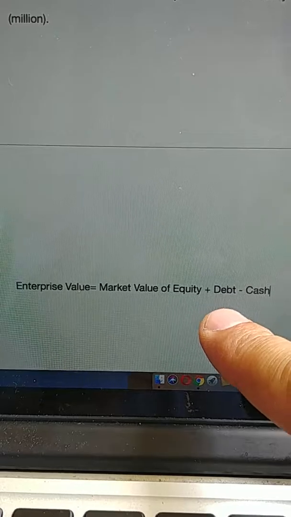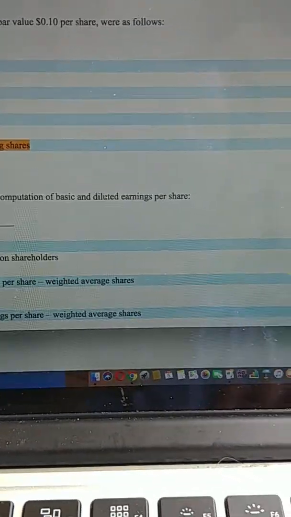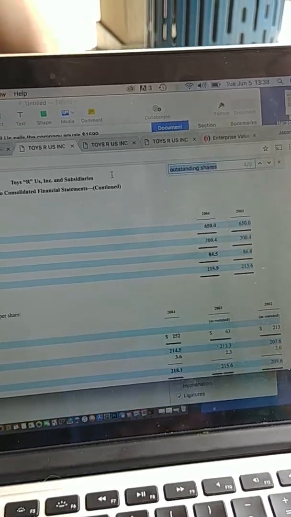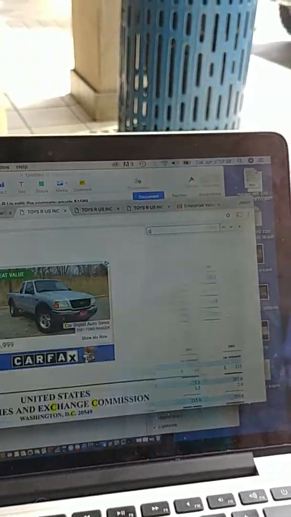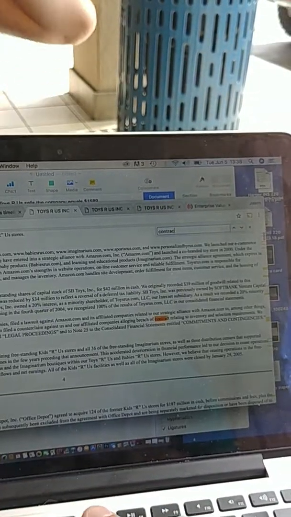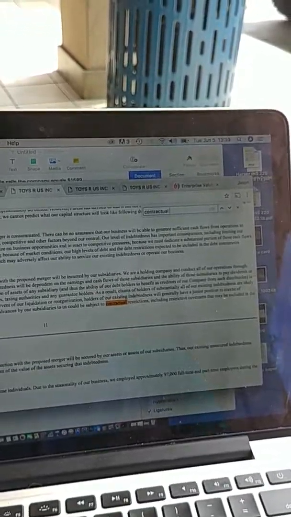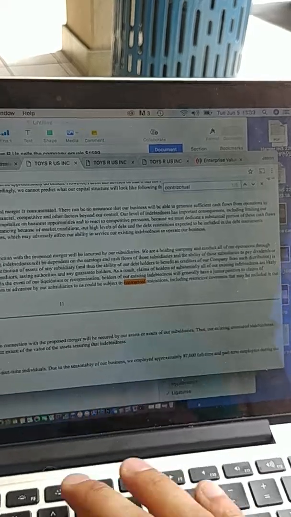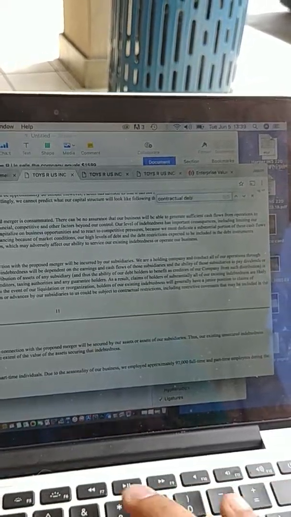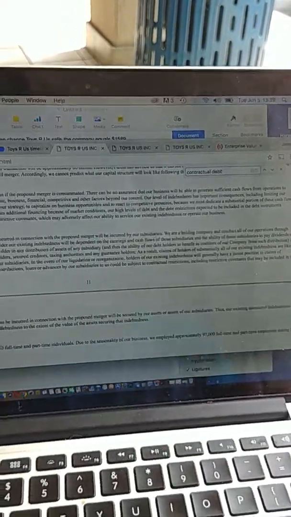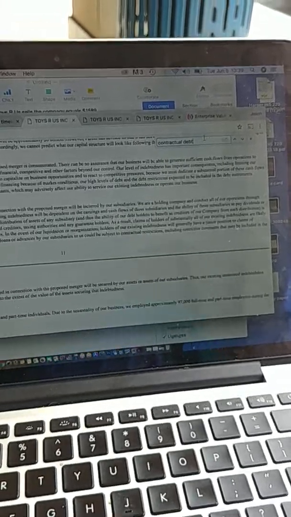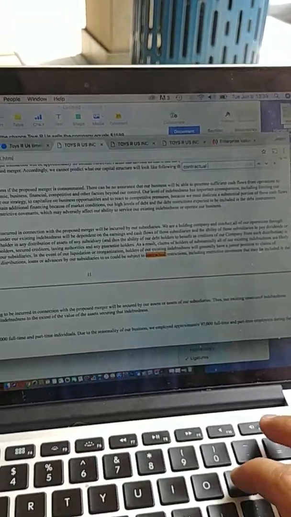Now we need to find debt. How are we going to do that? We go back to the SEC page, and in the search bar, we're going to do contractual obligations, because the company is not going to sell itself if they don't pay off all of their debt. Why would another company want to buy the baggage that a company has? Not contractual debt, contractual obligations.